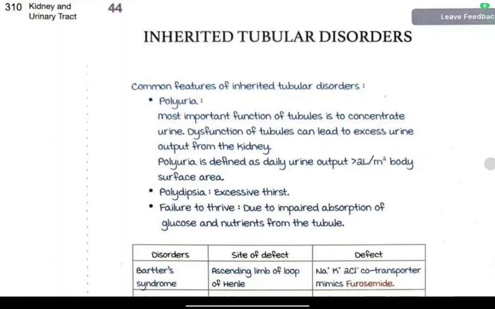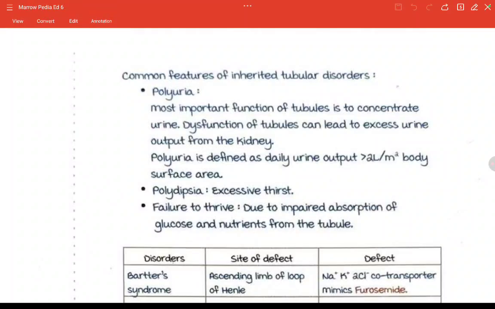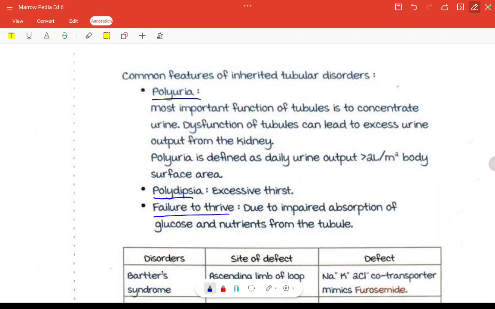I'm going to read inherited tubular disorders from Marrow edition 6. Let's start. Common features of the inherited tubular disorders are polyuria, polydipsia, and failure to thrive. Okay, so let's start with this.